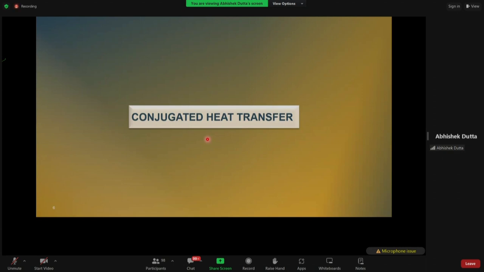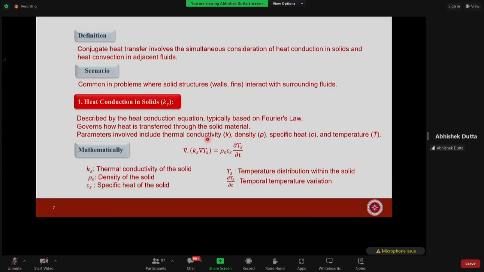So having said this, we are now going into the understanding of, as I said, it's not an in-depth study, but an understanding. So we are now going into the conjugated heat transfer, trying to understand what exactly this means. So we come to the definition. The first thing will be to understand what the conjugated heat transfer is. The conjugated heat transfer involves the simultaneous, so one along with the other, simultaneous consideration of heat conduction in solids and heat convection in adjacent fluids. This is one. It could also include radiation. I didn't mention it here, but it could also include radiation as well, very much, of course. So this simultaneous consideration of convection and conduction is a decent definition of conjugated heat transfer.